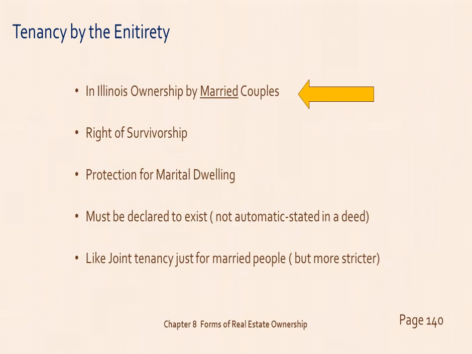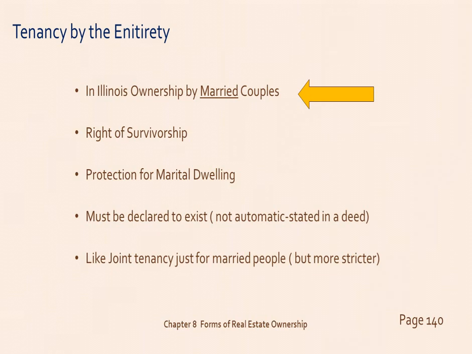Tenancy by the entirety. It's very similar to joint tenancy, only it's exclusively designed for married couples. So it has the right of survivorship. It has all the unities that joint tenancy has. There's a protection for the marital dwelling inherent in the tenancy by the entirety if we take title that way. We must declare that we're going to be tenancy by the entireties. We don't automatically get it. It's got to be on our deed. And like joint tenancy, it's for married people.